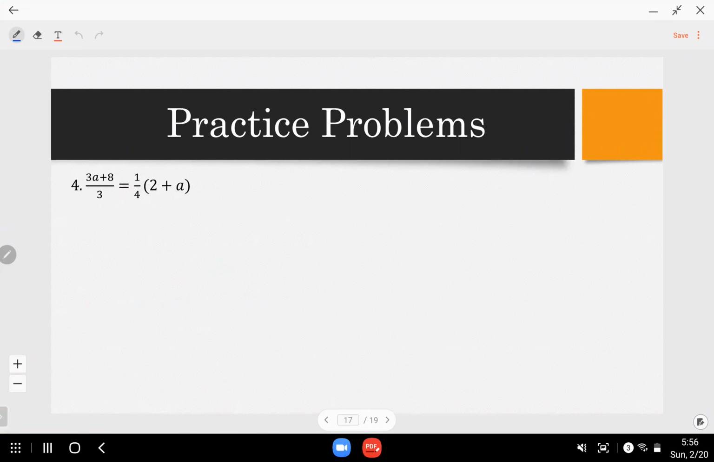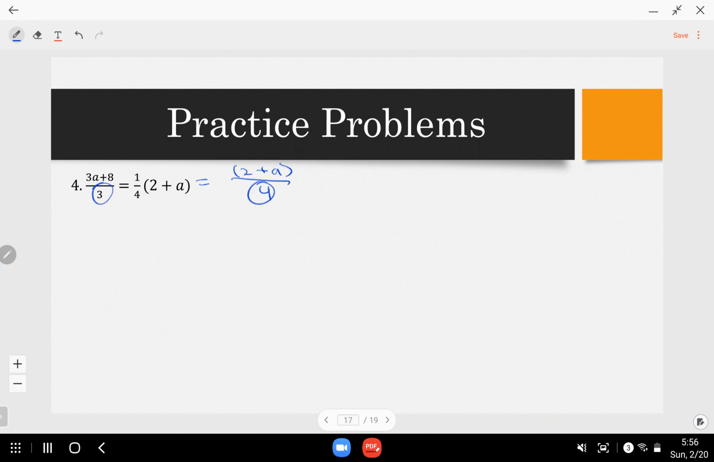So what you need to do here is, first of all, this is equal to 2 plus a over 4. So then you get this. You get two different denominators. So what are we going to do? Remember that trick? Multiplying by 1/4 is just the same as dividing by 4. That's true.